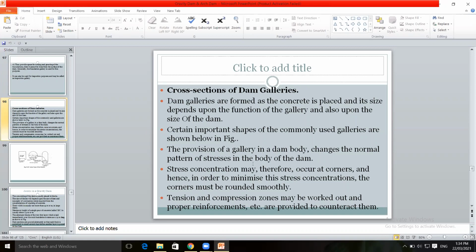The provision of the gallery in the dam body changes the normal pattern of stresses in the body of the dam. So by provision of these galleries in the dam structure, the normal pattern of stresses may get changed. And also stress concentration may occur at corners.